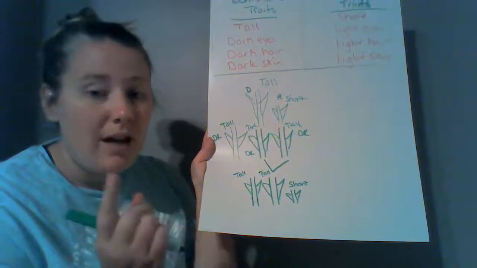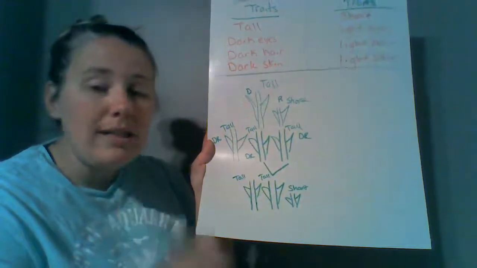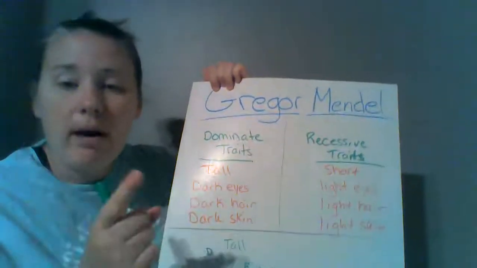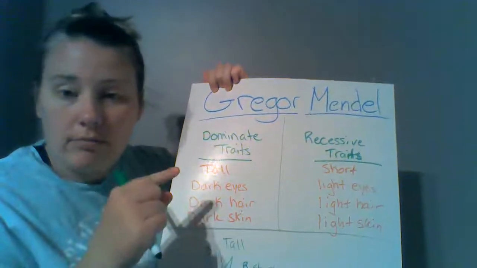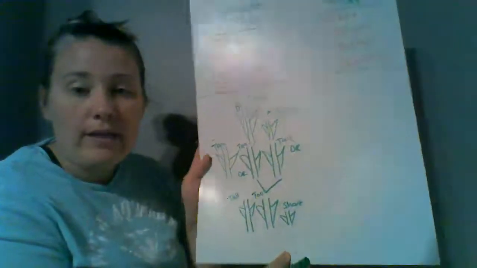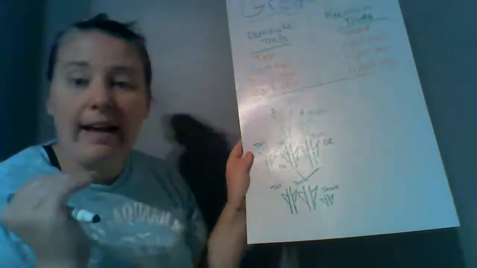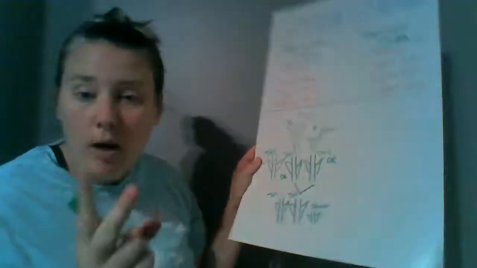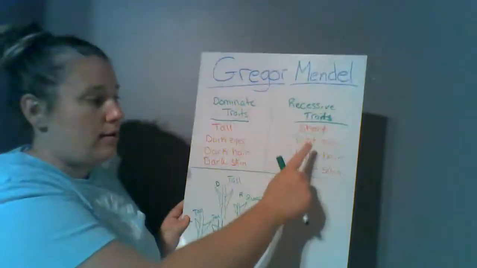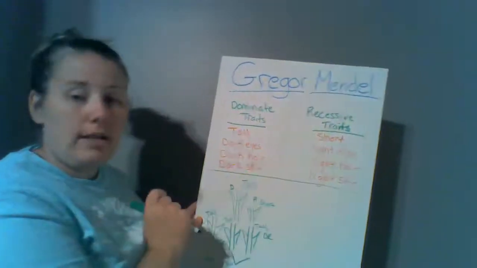Well, it does, because the only time that a recessive trait is going to show is if both parents give it. Both parents have to give a recessive trait. It's the only time. So if it's a dominant and a recessive, forget it, it's going to be dominant. If it's 2 dominants, definitely. But if it's 2 recessives, you could get one of these things: short, light eyes, light hair, light skin.